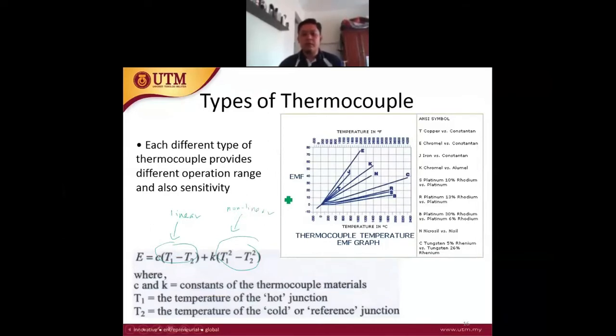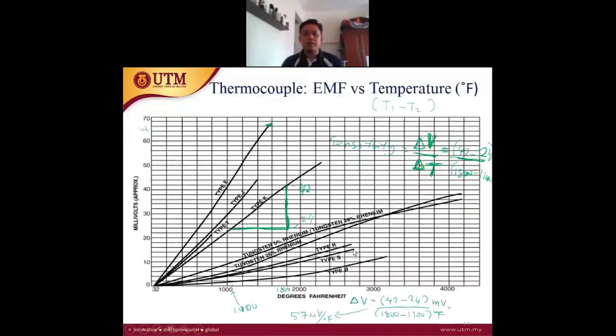Okay, I'll show you the previous slide. As you can see, for example, this type, tungsten 5% rhenium. At the beginning, the EMF increases linearly, but as the temperature difference goes higher, the non-linear response starts to appear, as you can see. So the output, the response, will start to be non-linear.